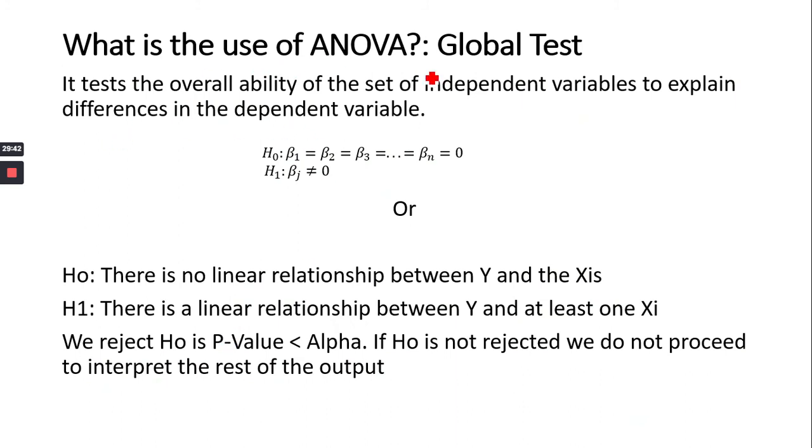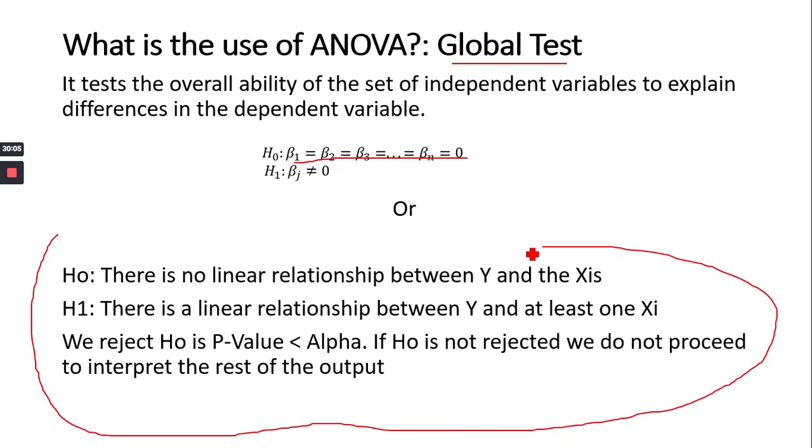Now, what is the use of ANOVA? I have already explained this. I said this is a global test. So the ANOVA is simply testing that all the regression coefficients are zero, in which case it means there is no relationship, versus at least one is not zero. You can also write it this way. Here I've written it in mathematical or statistical form. H naught: there is no linear relationship between y and the x's. H1: there is a linear relationship. So we reject H naught if the p-value is less than alpha.